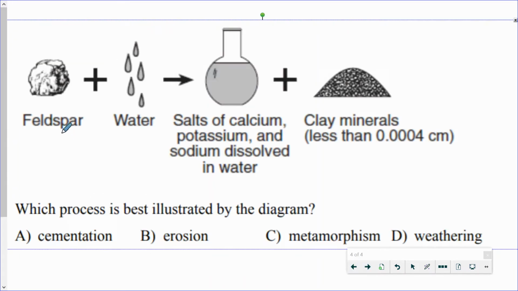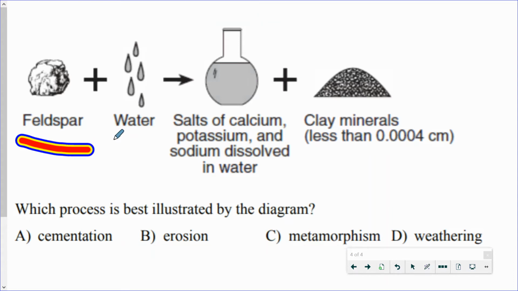Here's another example of the process of weathering. Sometimes they'll just be straightforward and ask which process is happening. You're taking feldspar, which is a mineral that you can remember. If you're adding water to it, that's dissolving or breaking down the minerals into new things, so chemical weathering.